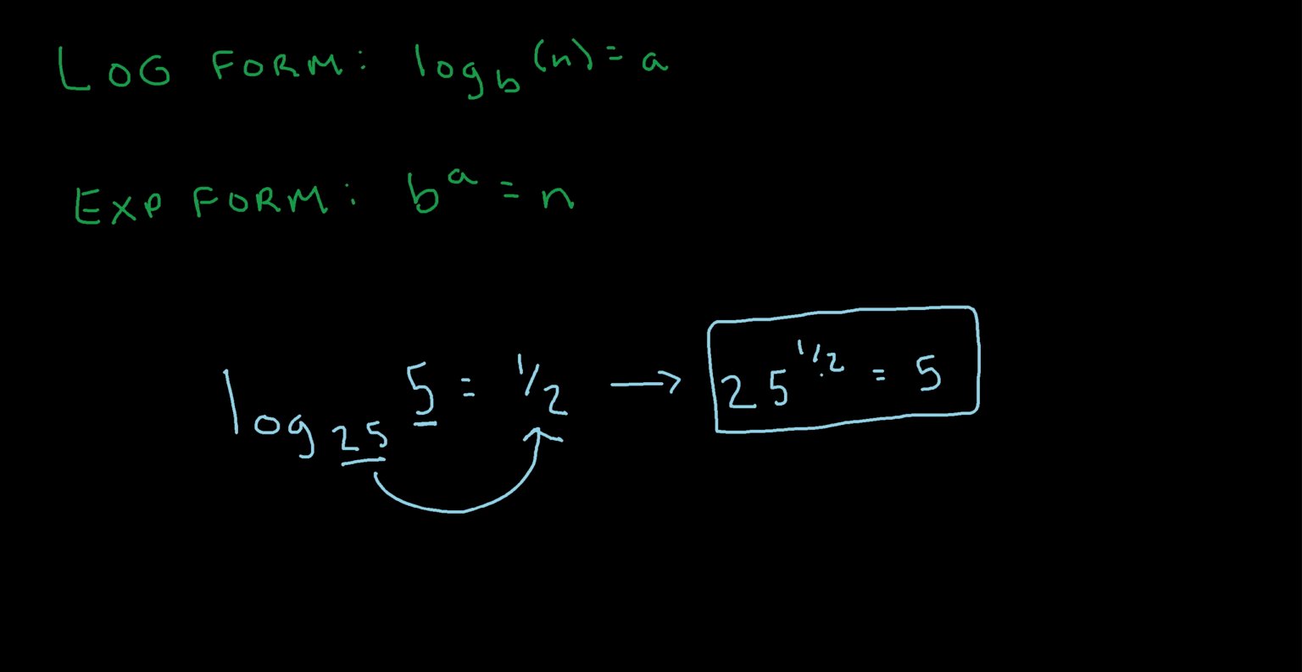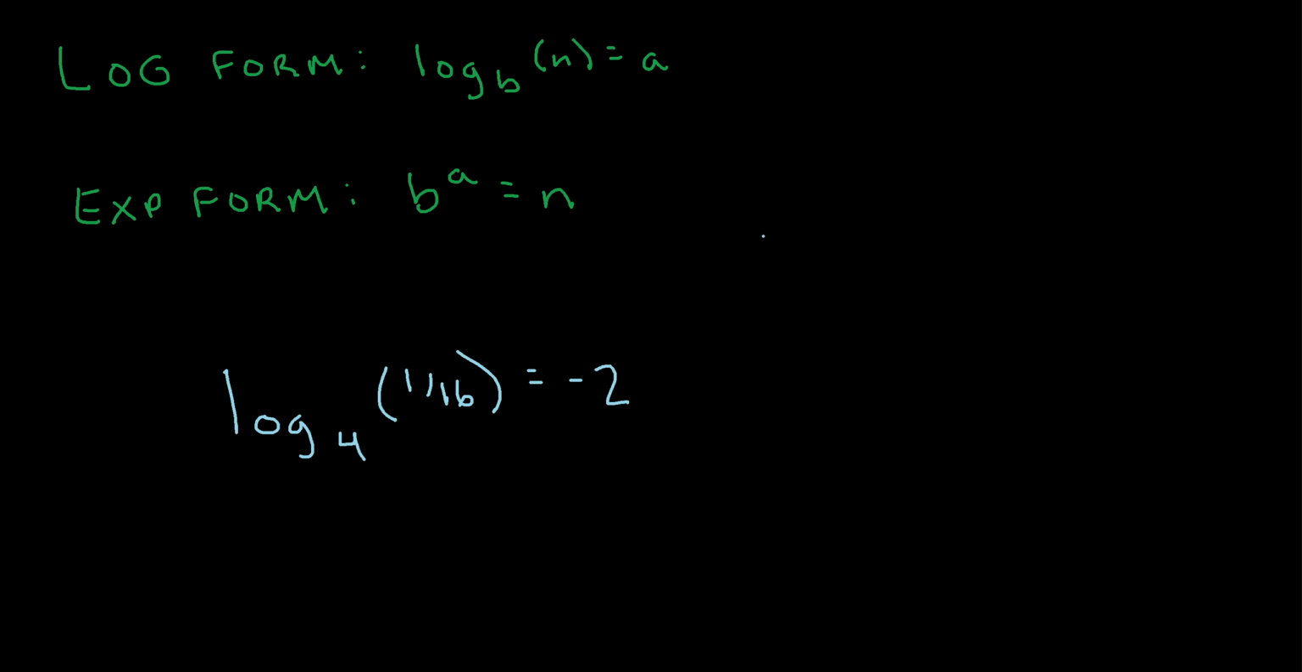And we can verify once again that this is correct by asking, is 25 to the 1/2 actually equal to 5? Yeah, it is, because the 1/2 is just another way of writing the square root. So really what this is saying is that the square root of 25 is equal to 5, which indeed it is. Let's try another one.